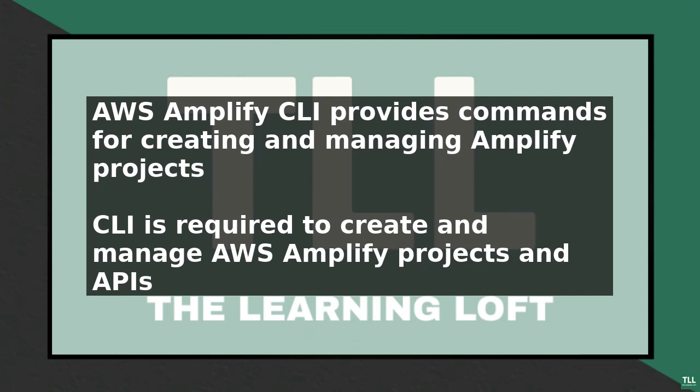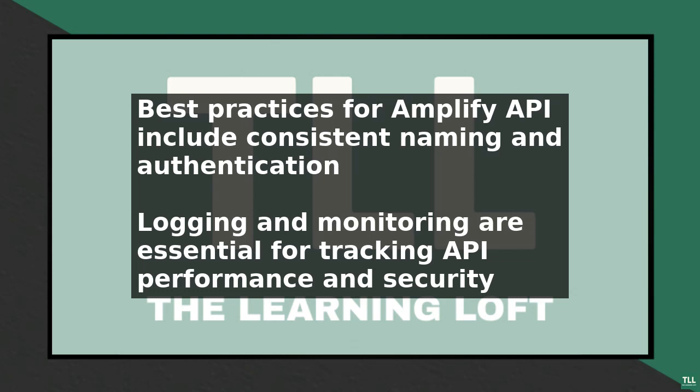Best practices for using the AWS Amplify API category. There are several best practices that you should follow when using the AWS Amplify API category. First, you should use a consistent naming convention for your API endpoints and schema. Second, you should use authentication and authorization to secure your API. Third, you should use logging and monitoring to track the performance of your API.